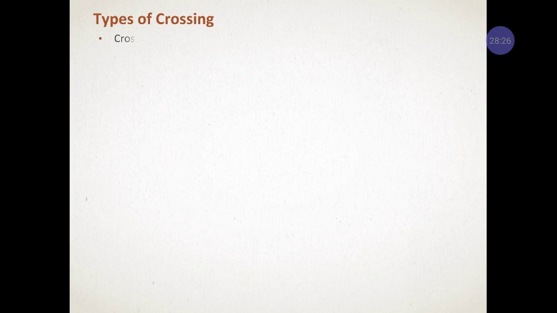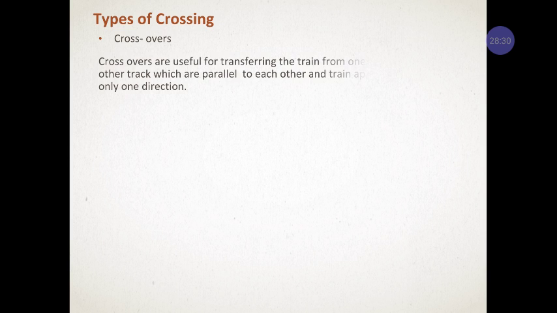Types of crossings. Here there is a definition given. The crossover is useful for transferring the trains from one rail to another track which is parallel to each other, as I said, and the train can approach in only one direction. You can't allow two trains to move at a time on the same two parallel lines, so there might be accidents occurring.